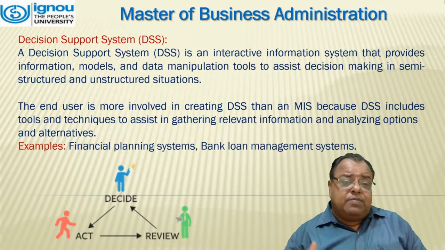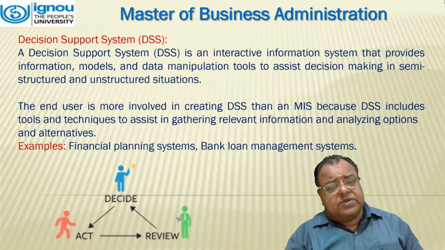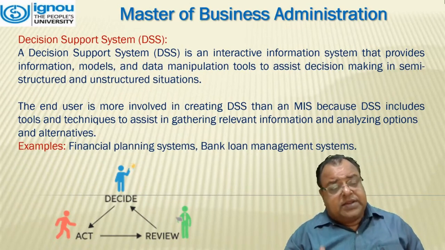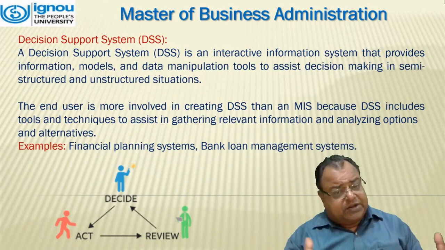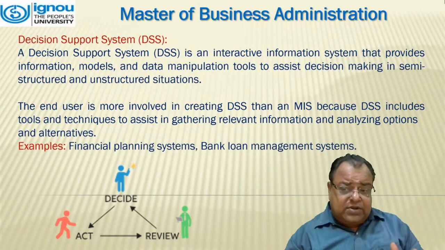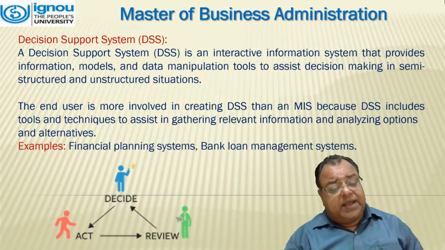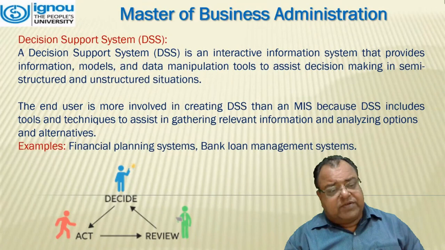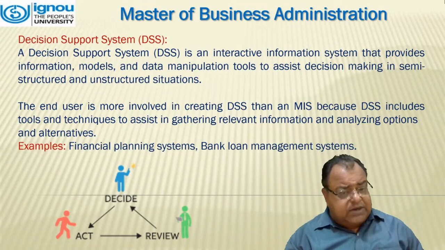Then comes decision support system, DSS. A decision support system is an interactive information system that provides information, models, and data manipulation tools to assist decision making in semi-structured and unstructured situations. The end user is more involved in creating a DSS than an MIS because a DSS includes tools and techniques to assist in gathering relevant information and analyzing options and alternatives. Its examples are financial planning system, bank loan management system.